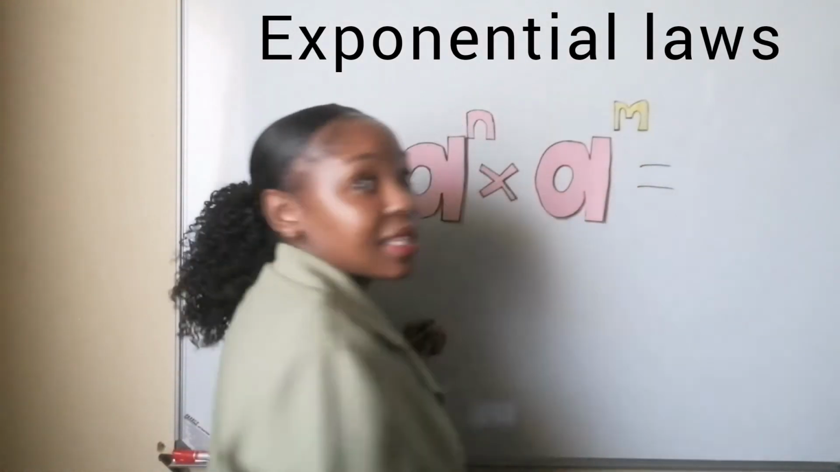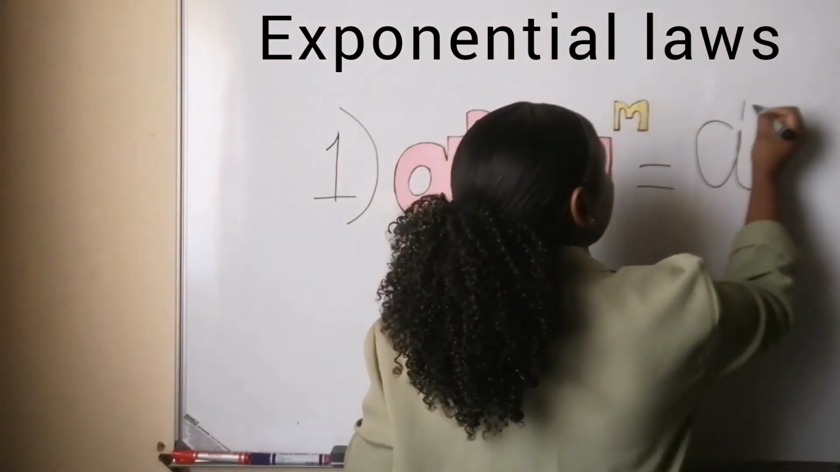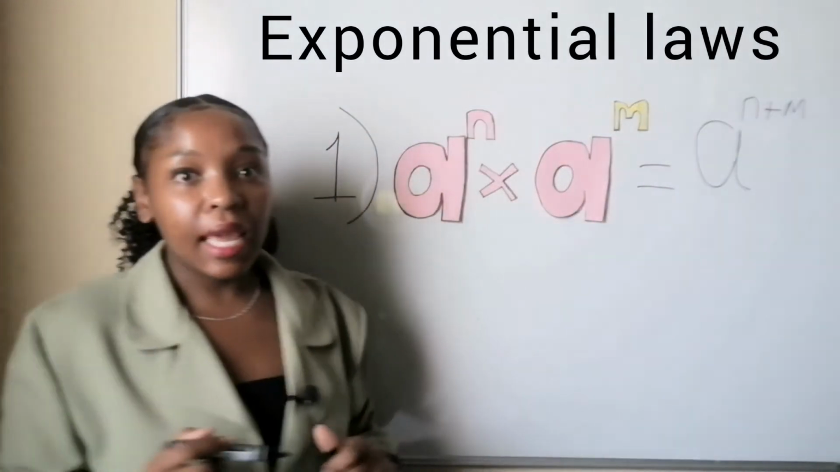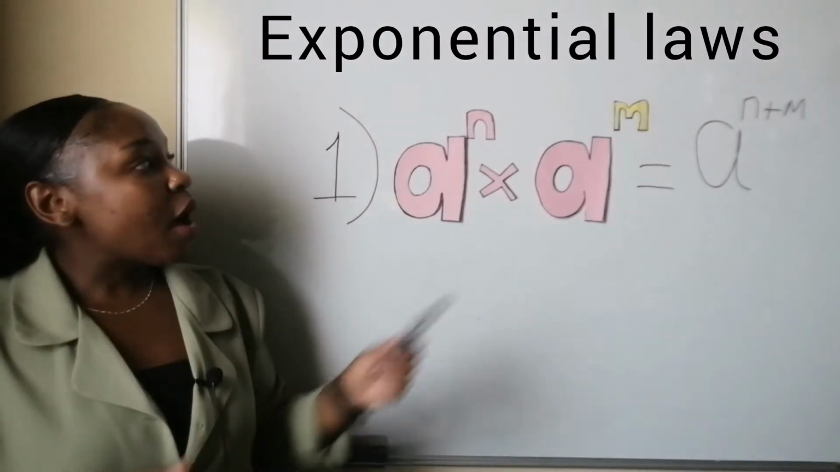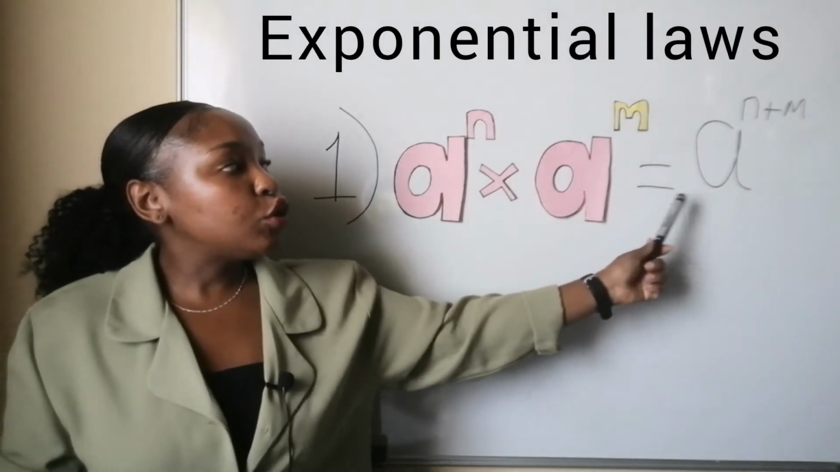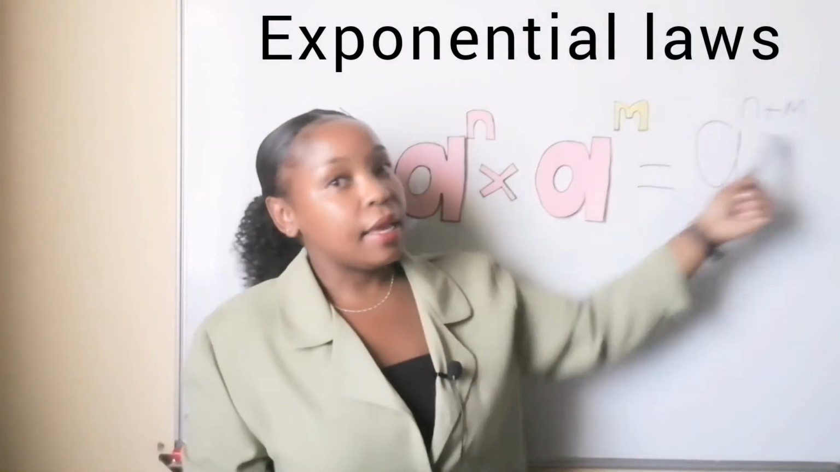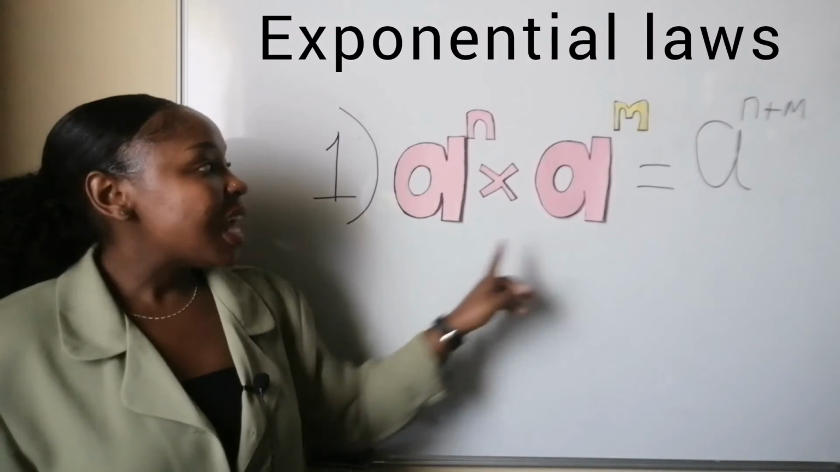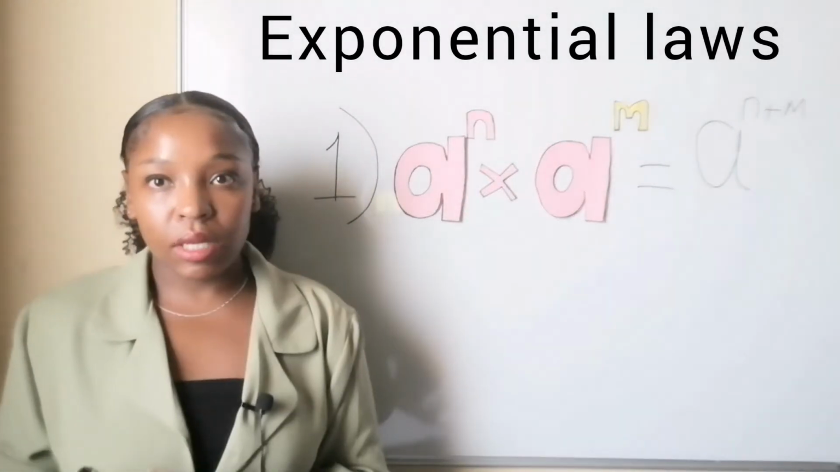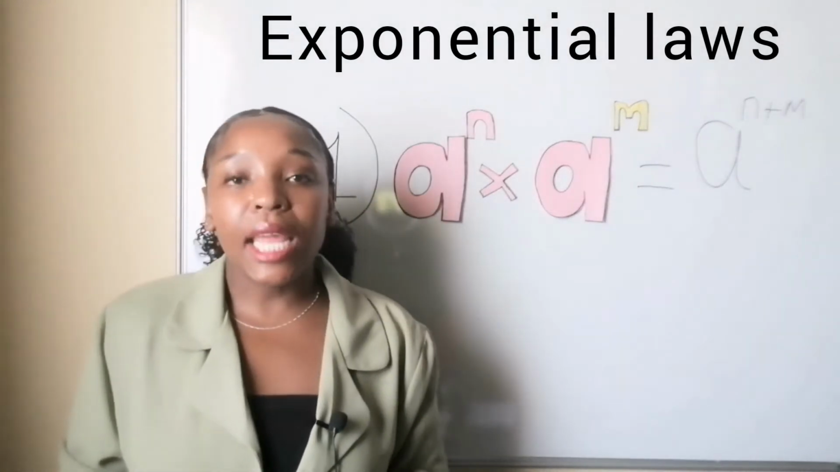So how would you write this out? a to the power of n multiplied by a to the power of m is equal to a raised to the power n plus m, because you've got 2 powers that have the same base, and you just add your exponents. So that is the first exponential law. Let's have a look at the second exponential law.